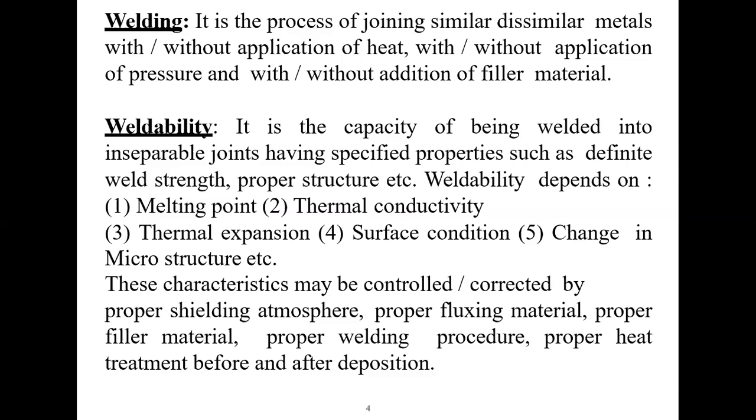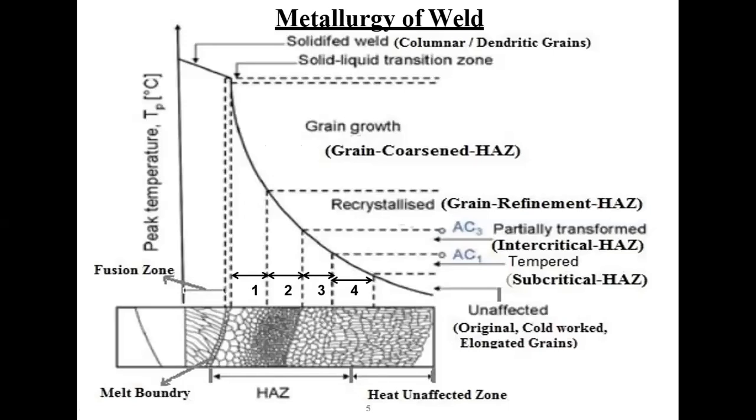Next important part is weldability. Basically, weldability means the ability of welding of a metal. This depends on various points like melting point, thermal conductivity, thermal expansion, surface condition, and change in microstructure. These are the points that the weldability depends on. I'm not going into detail of the weldability. Next, actually, this is the basic metallurgy of a welding.